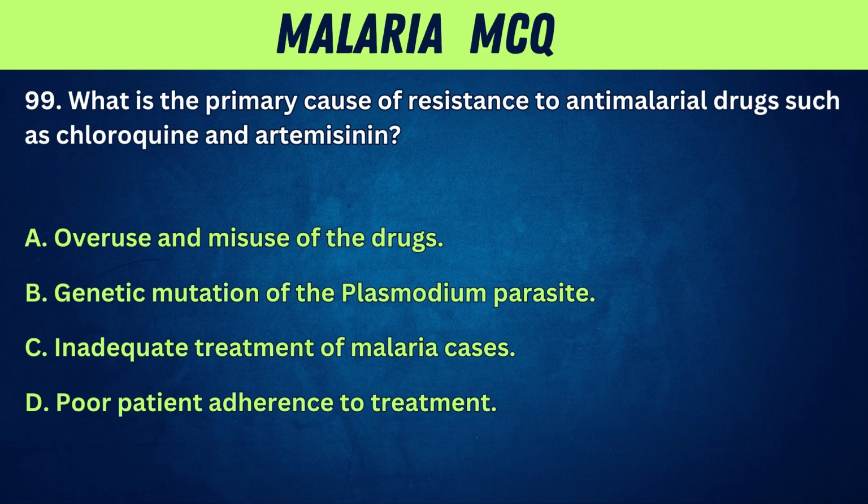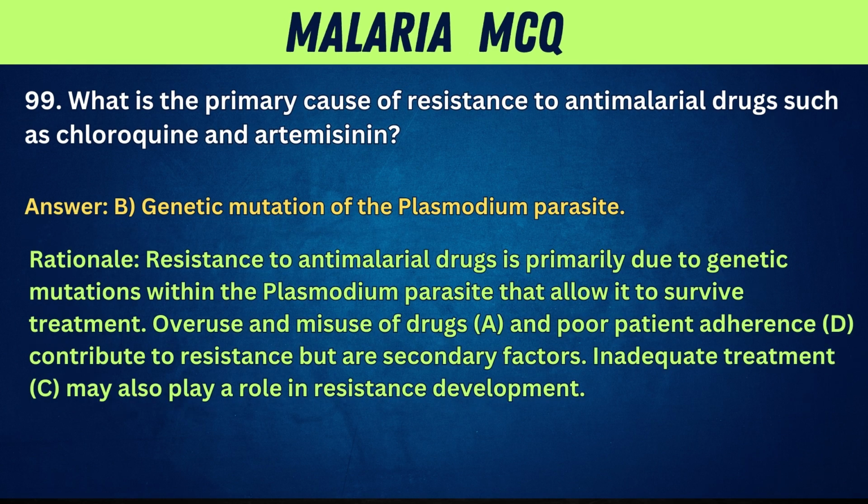99. What is the primary cause of resistance to antimalarial drugs such as chloroquine and artemisinin? A. Overuse and misuse of the drugs. B. Genetic mutation of the Plasmodium parasite. C. Inadequate treatment of malaria cases. D. Poor patient adherence to treatment. Answer: B. Genetic mutation of the Plasmodium parasite.